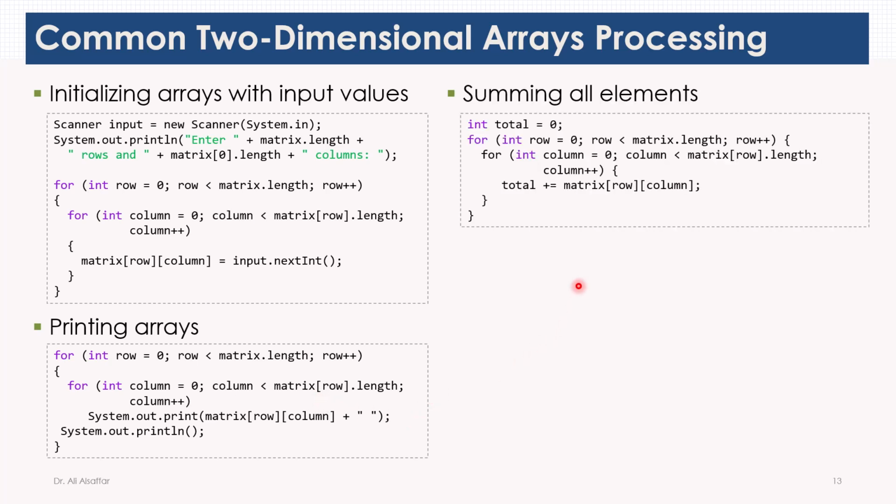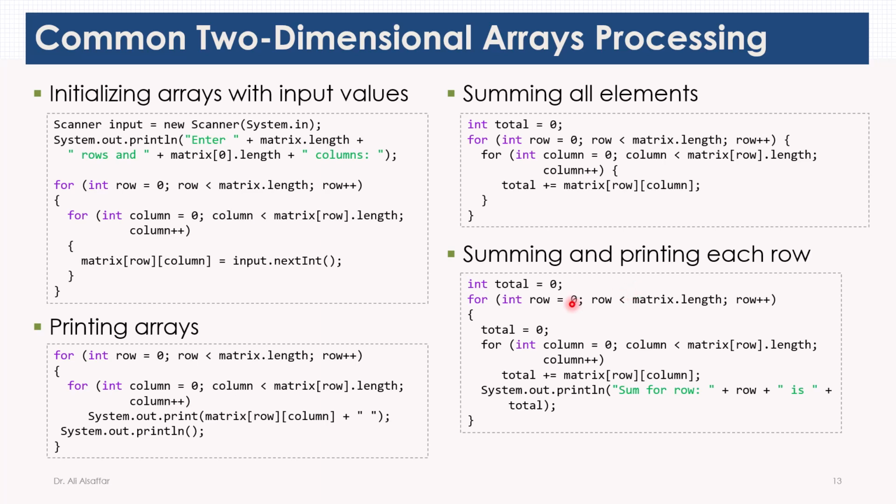Next, how to find the summation of all elements. And here it doesn't matter if you process the array row by row or column by column. So you have a variable that will have the total for all elements, and then you process the array using two nested loops, and inside the inner loop you write total += matrix[row][column]. And notice that the first index, row, is used for the outer loop, and the outer loop is responsible for the number of rows, so that means the processing will be row by row.